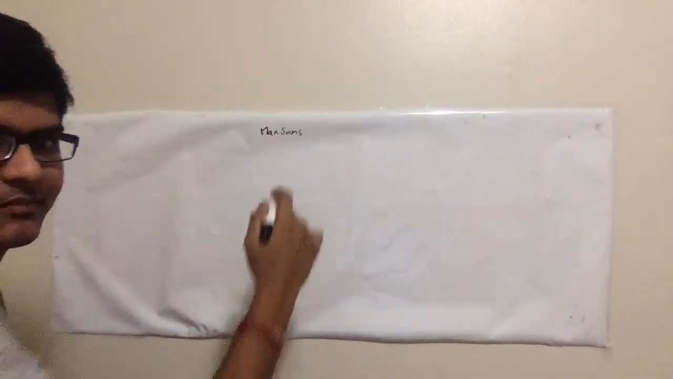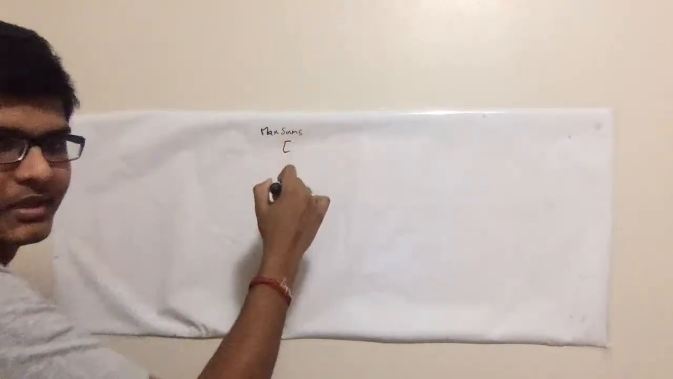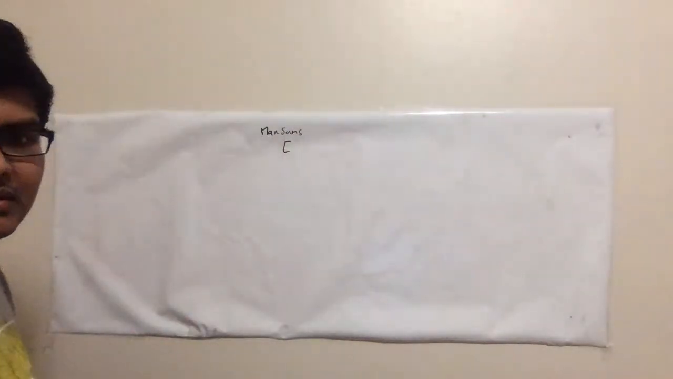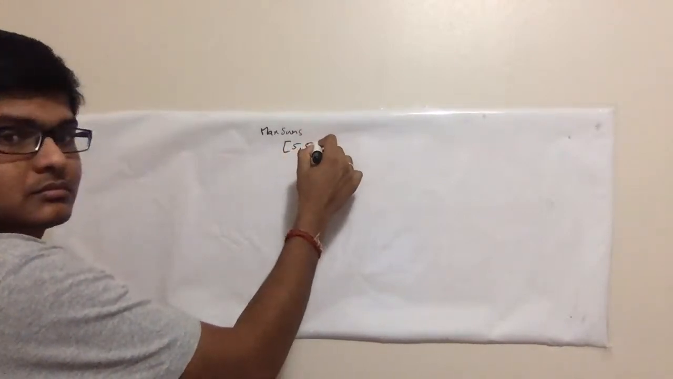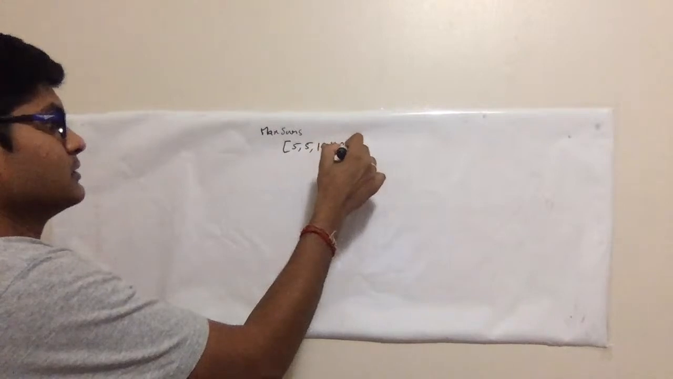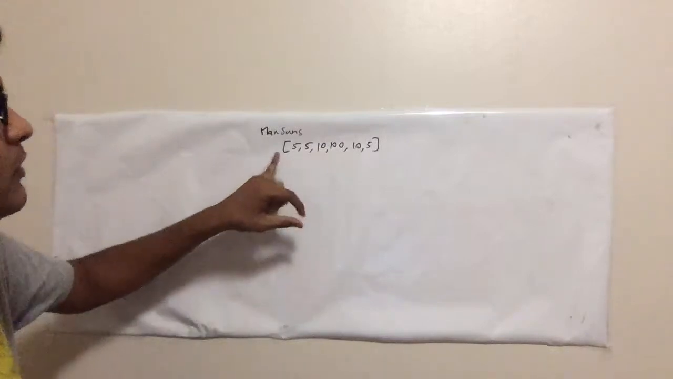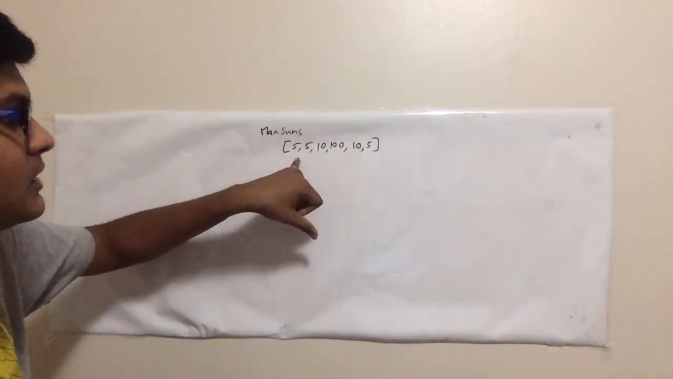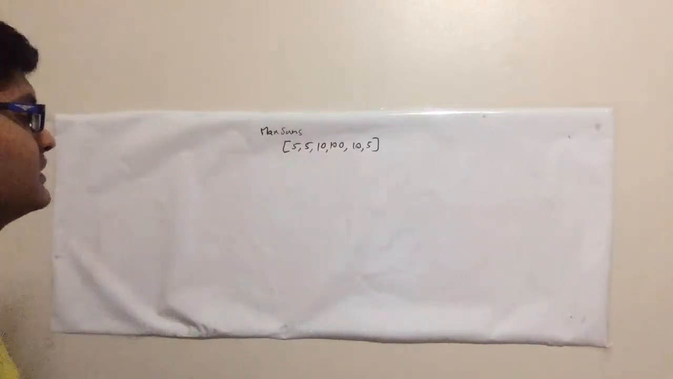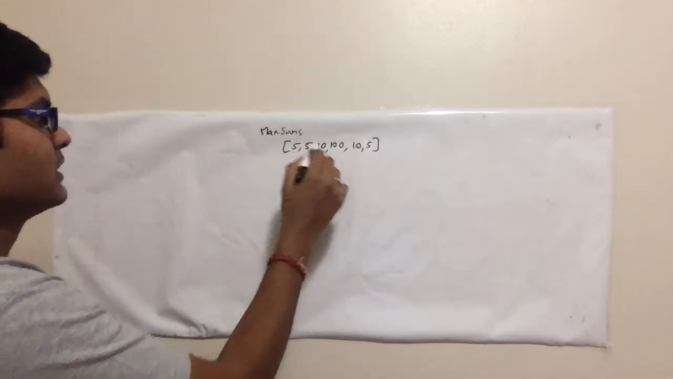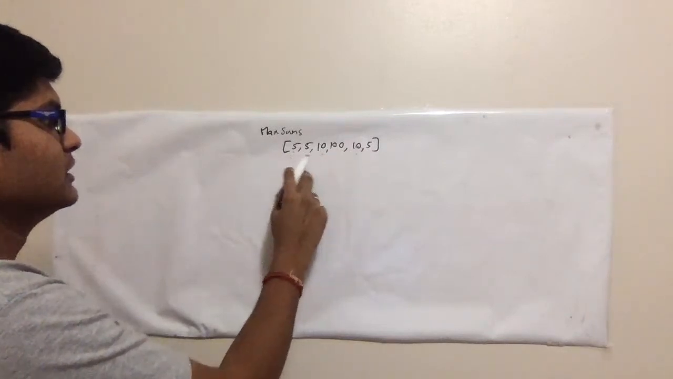Say, for example, if we have been given an array of 5, 5, 10, 100, 10, 5. So the question is, what is the maximum sum that we can generate from a subset of the elements, where the elements shouldn't be adjacent. Say, for example, 5, 10, 10 can be one of the possibilities, which would give 25.